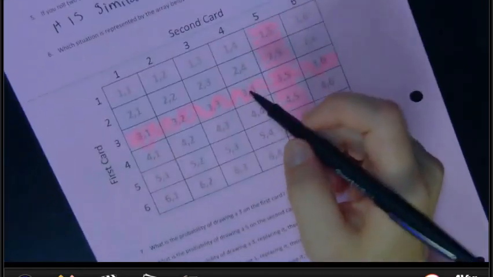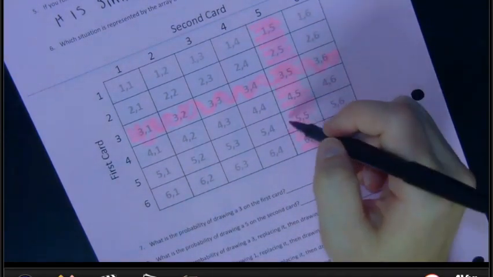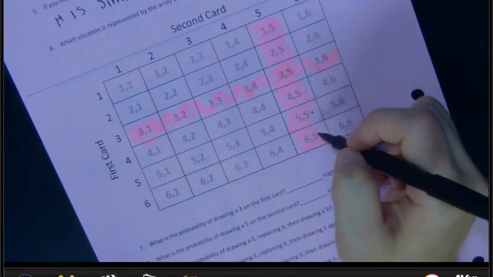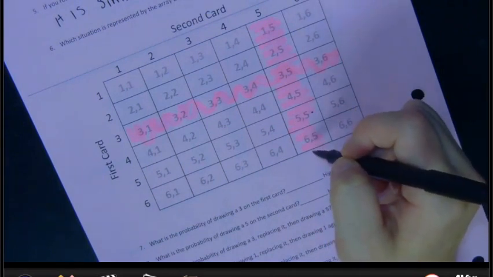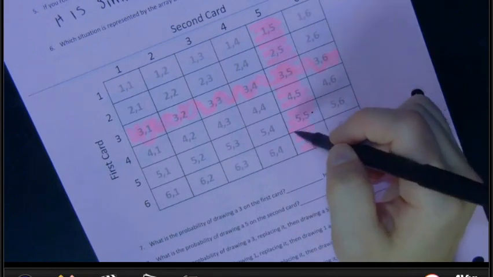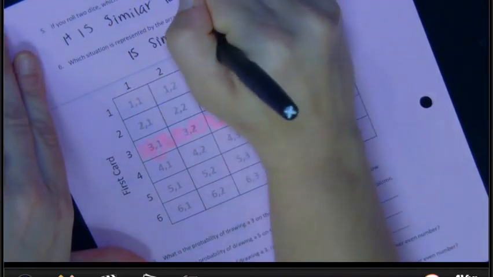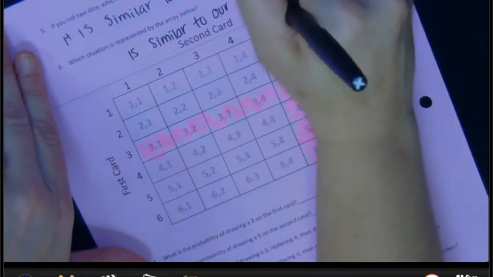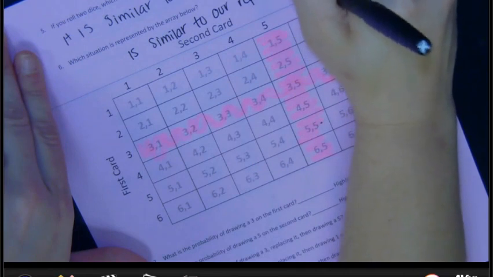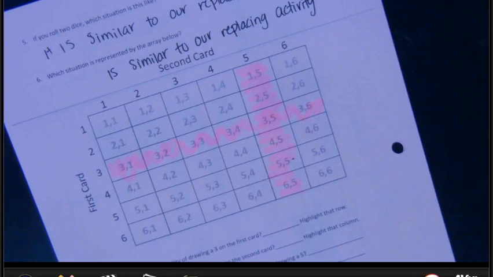So if I take a look, if I drew the 5, I could have 5, 1, 5, 2, 5, 3, 5, 4. Well, look, I have 5, 5, and then 5, 6. Well, wait a minute. So if I drew the 5, I can have the 5. Okay, so this situation is similar to our replacing activity. It's similar to our replacing activity.